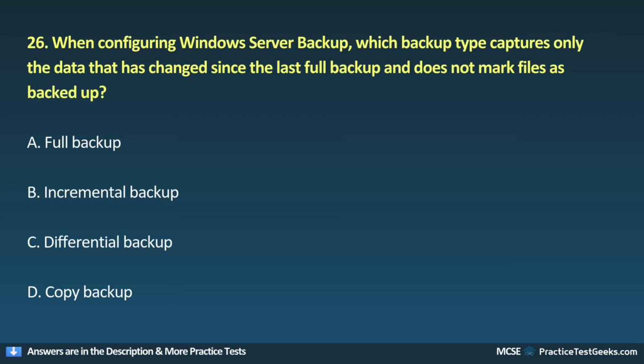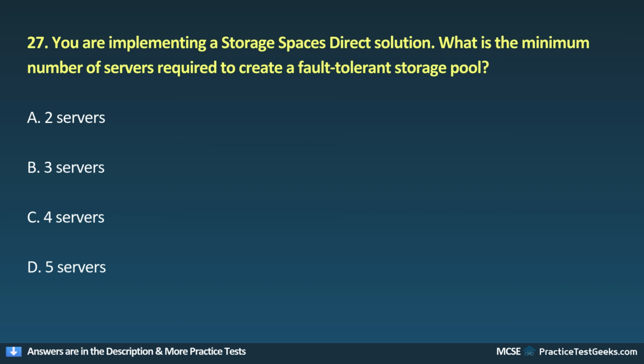26. When configuring Windows Server Backup, which backup type captures only the data that has changed since the last full backup and does not mark files as backed up? A. Full backup. B. Incremental backup. C. Differential backup. D. Copy backup.